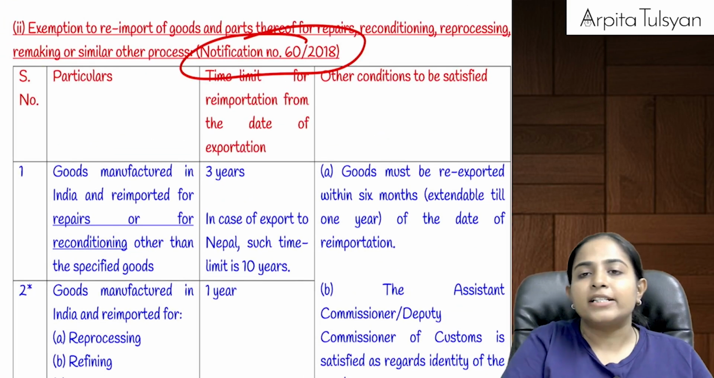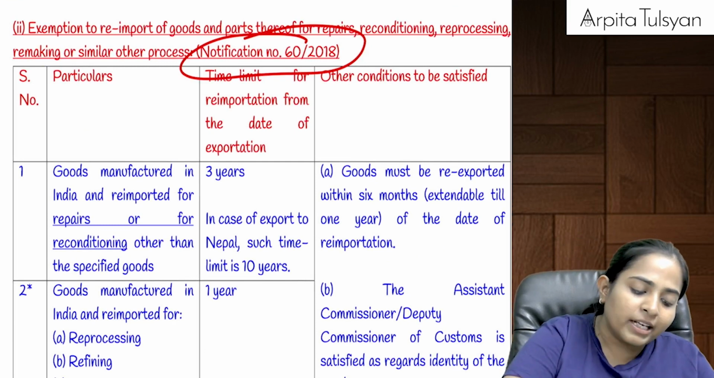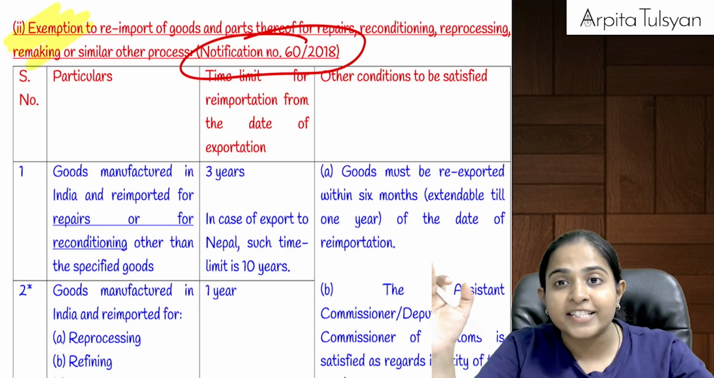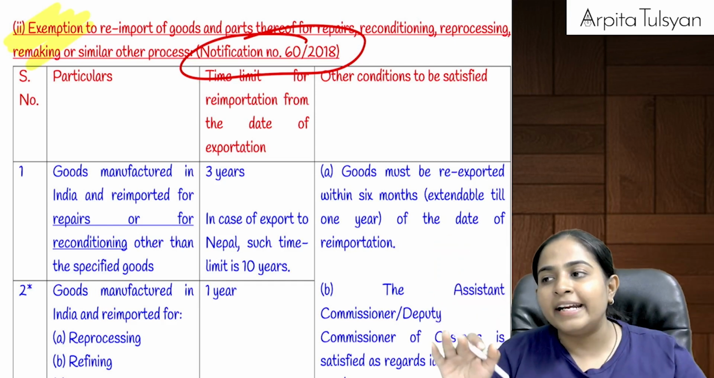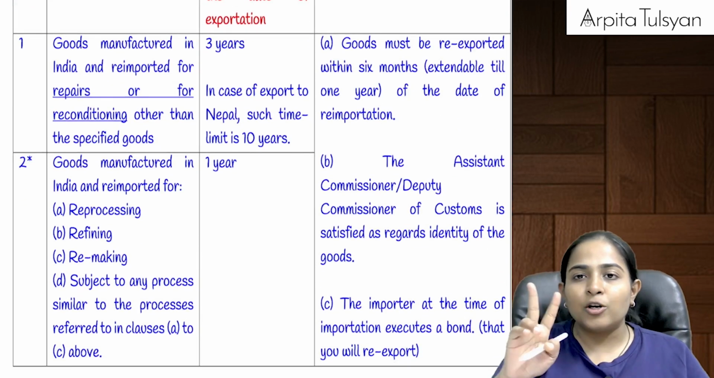Now going on to the next notification, that is notification number 60/2018. This is not giving a concession, but this is giving a full-fledged exemption, meaning no need to pay any import duty at the time of re-importation. There are two circumstances here.